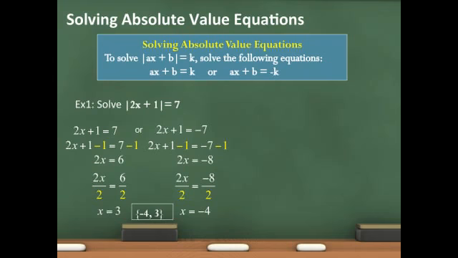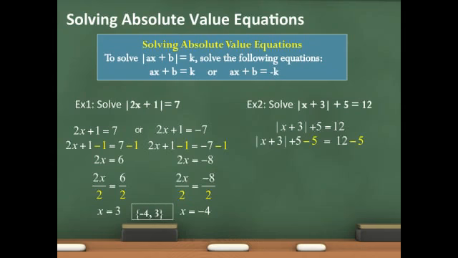a true statement. In example 2, notice on the left side of the equation we have the number 5 behind the absolute value. In order to use the definition above, we need to see only the absolute value on the left side. This means we will have to get rid of the 5 by subtracting it from both sides of the equation. This will give us the absolute value of x plus 3 equals 7.